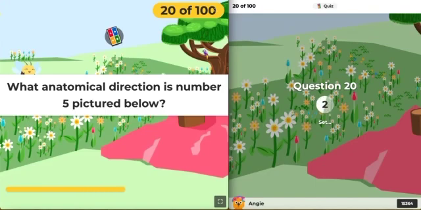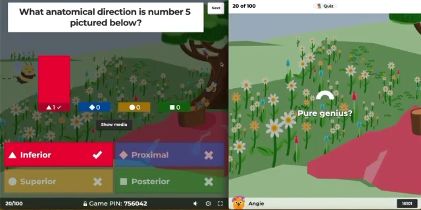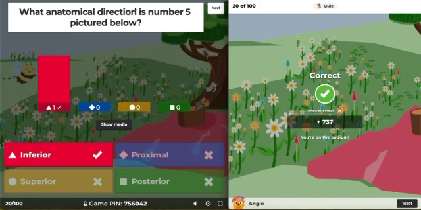What anatomical direction is number 5 pictured below? So number 5, we have an arrow pointing all the way down to the feet. So from the head to the feet, that's the direction that we're going. And that is going to be known as inferior. We're going from the head to the feet. Anything that's going towards the feet, towards the bottom of the organism.